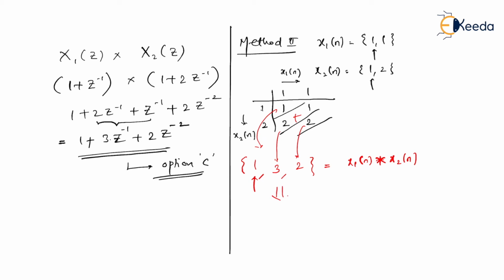But we want it in z transform form. So what I'll do is take the z transform of this. We know how to take the z transform. So the first term would be 1 only, plus 3 times z to the power minus 1. You know that this is x(1), plus 2 times z to the power minus 2. You know this is x(2). And as you can see, you are still getting the same option, right? Let's move to the next question.